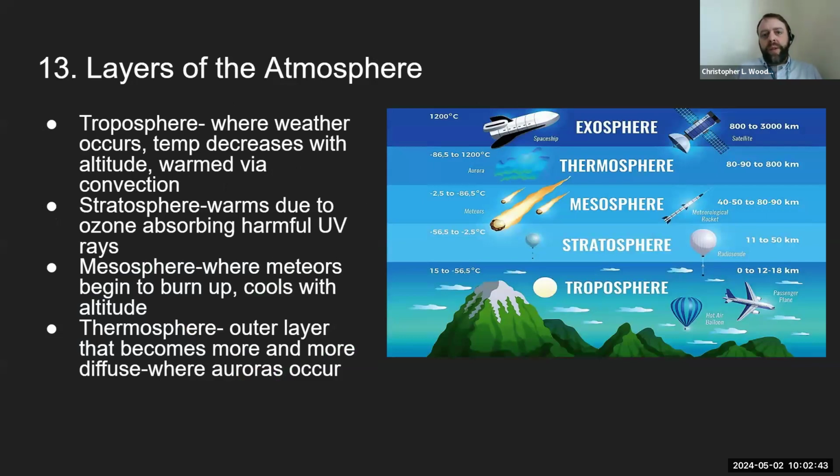Mesosphere, very thin part of the atmosphere, but there's enough molecules there that when you have an object flying in at 17,000 plus miles per hour, it starts to ablate, burn. And so meteors burn here. Temperature cools with altitude. And finally, the thermosphere. It's very thin. It gets hotter with altitude, but very, very, very thin. And it's the hottest part of our atmosphere. But again, almost no molecules.